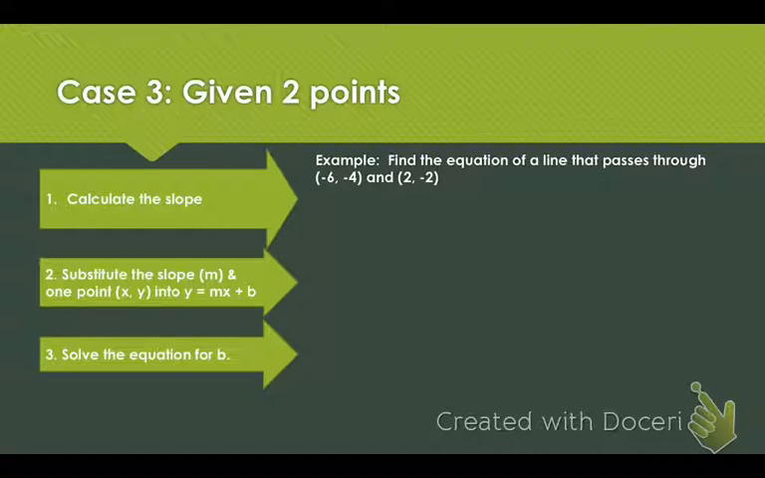The third case is the most amount of work. It's where you're given just 2 points. And if you're given more than 2 points, this is still the case that you would use. You need to find both m, the slope, and the y-intercept.